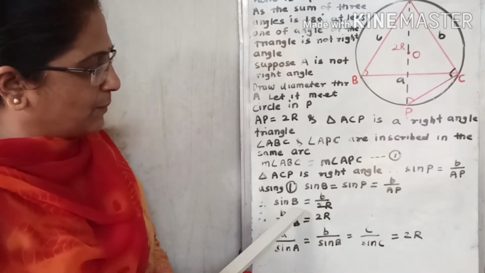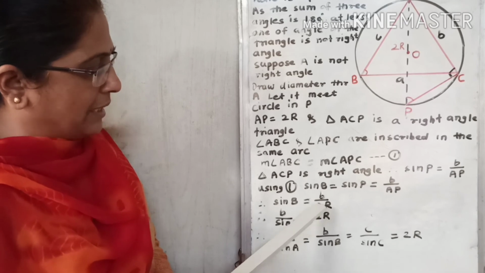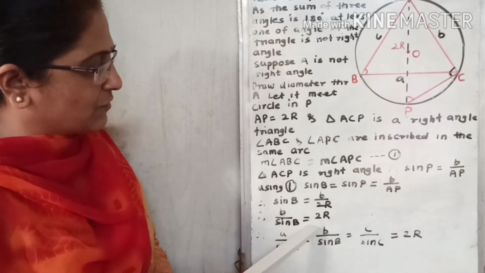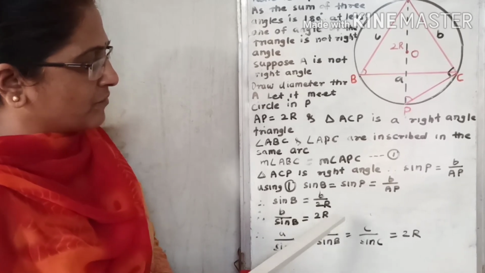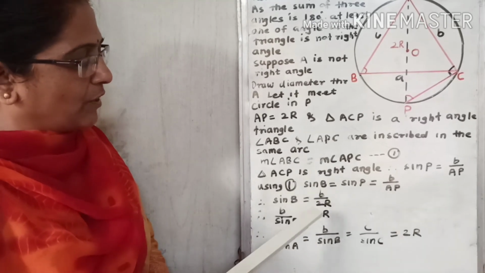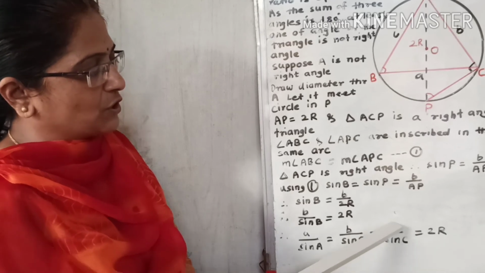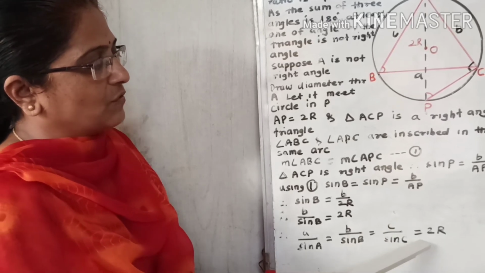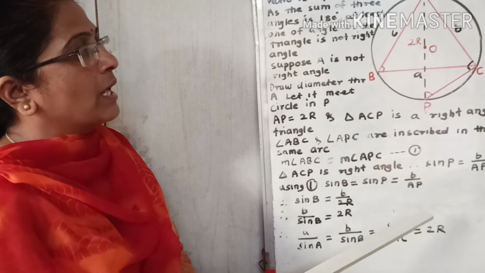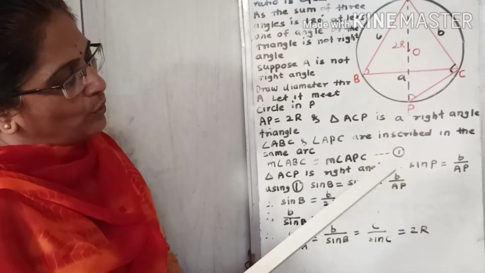Therefore, we can write sin B is equal to b upon 2R. So b upon sin B is equal to 2R. And in the first part, we have seen that a upon sin A is equal to b upon sin B, which is equal to c upon sin C, which is equal to 2R. So in this way, we can prove the sine rule.